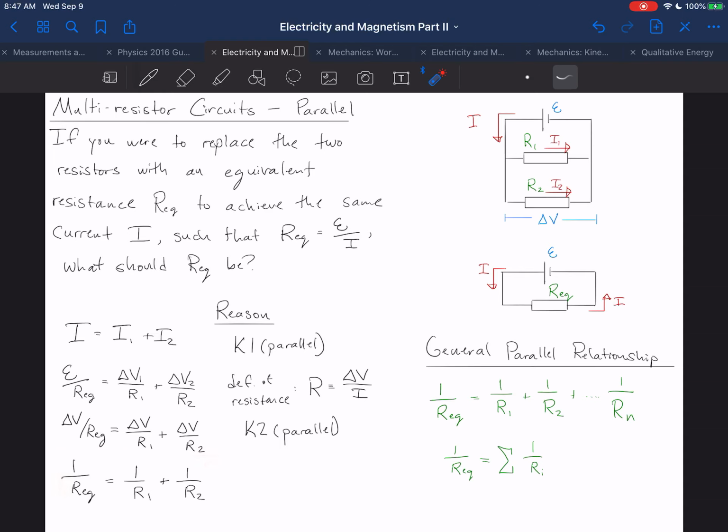So 1 over Req is equal to 1 over R1 plus 1 over R2. Our general parallel relationship is just that 1 over the equivalent resistance is equal to the sum of 1 over all of the individual resistances: 1 over R1 plus 1 over R2 plus ... 1 over Rn for an arbitrary number of resistors. This is generally true, and this is how you calculate the equivalent resistance for a couple of resistors in parallel. We will need to practice this moving forward. This is probably the trickiest relationship of all of the ones we have covered so far.